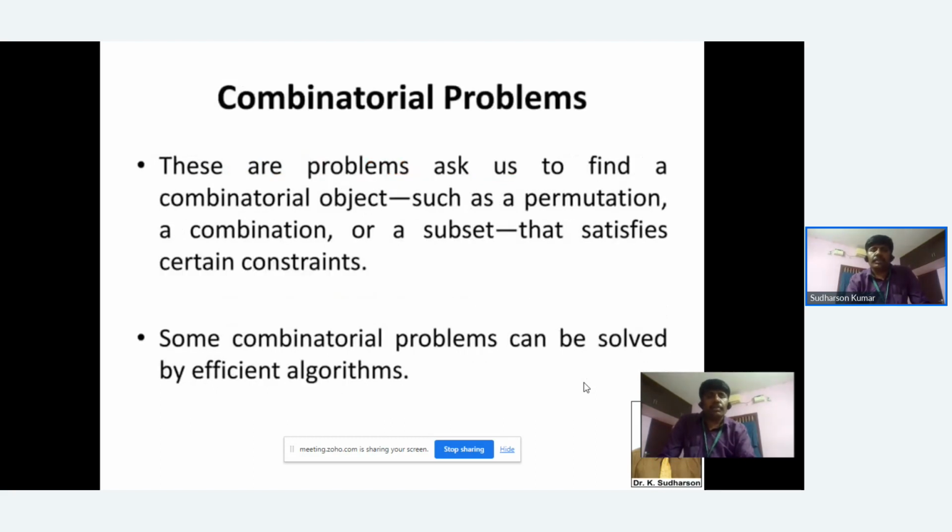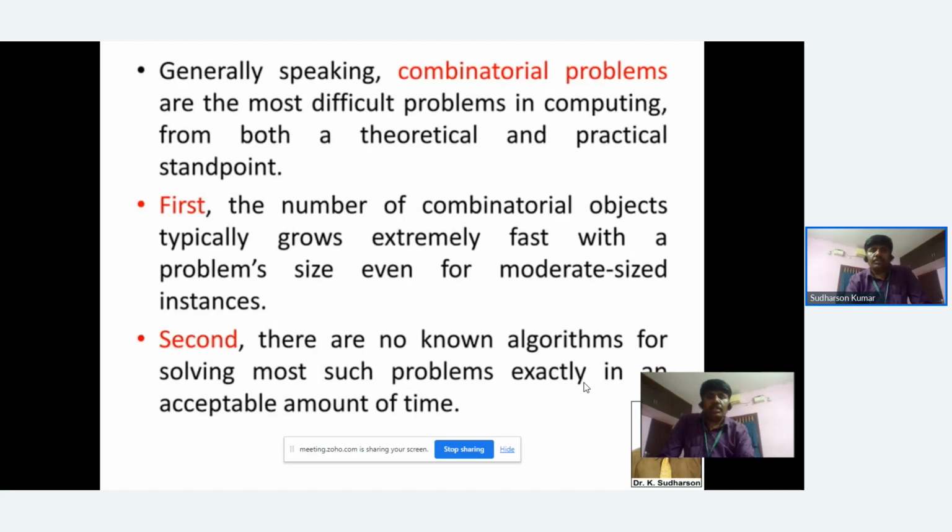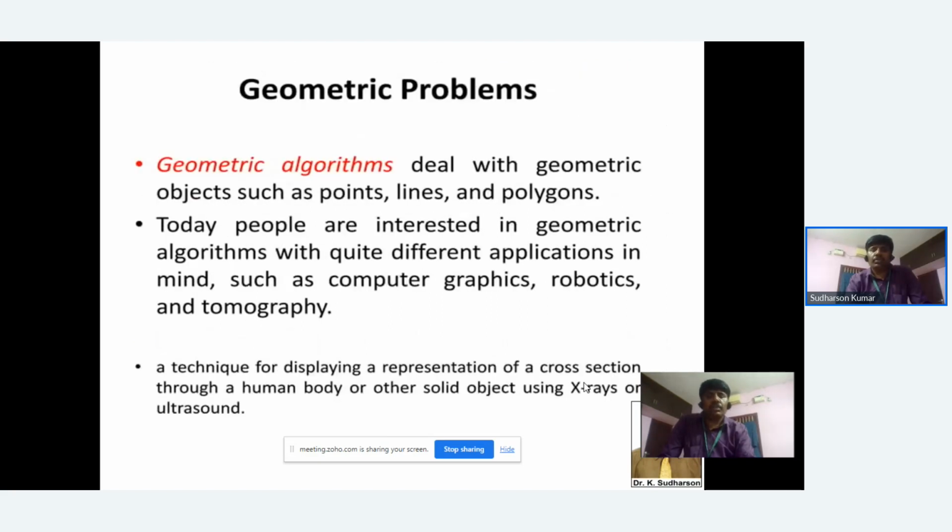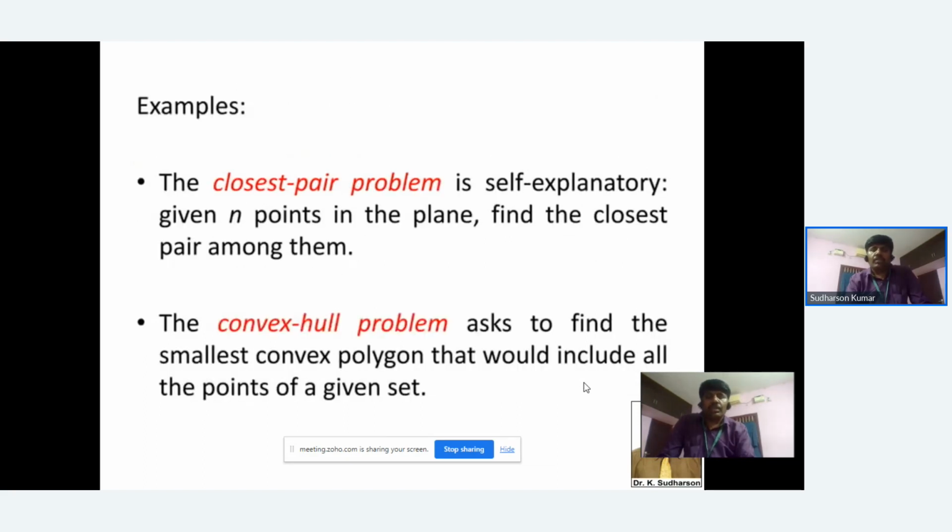In combinatorial problems, it's a mathematical thing. We can solve some permutation and combination problems with the help of an algorithm. Then geometric problems: lines, points, polygons, 2D drawing, 3D drawing. These things we can solve with the help of algorithms. The convex hull and closest pair problems are examples of geometric problems. We'll see these in the upcoming sessions in the second unit, third unit, and so on.